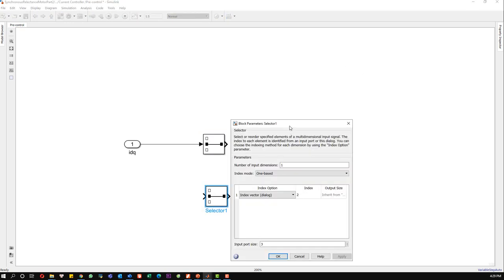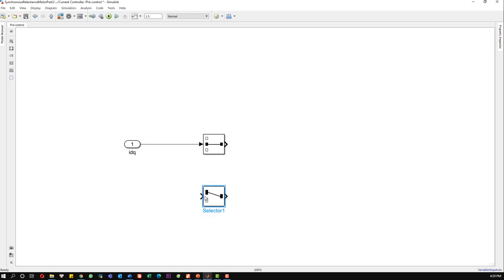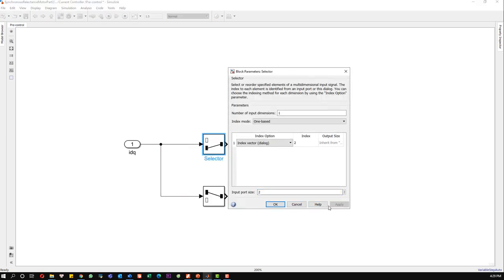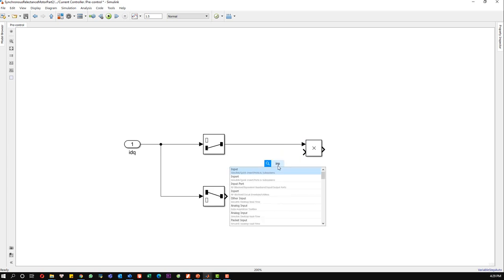And this one we have 1 and 1. Both sides we put 2 in the input. This one also we put 2. Alright, and we have the block product. First one is EDQ and the second one is the omega.